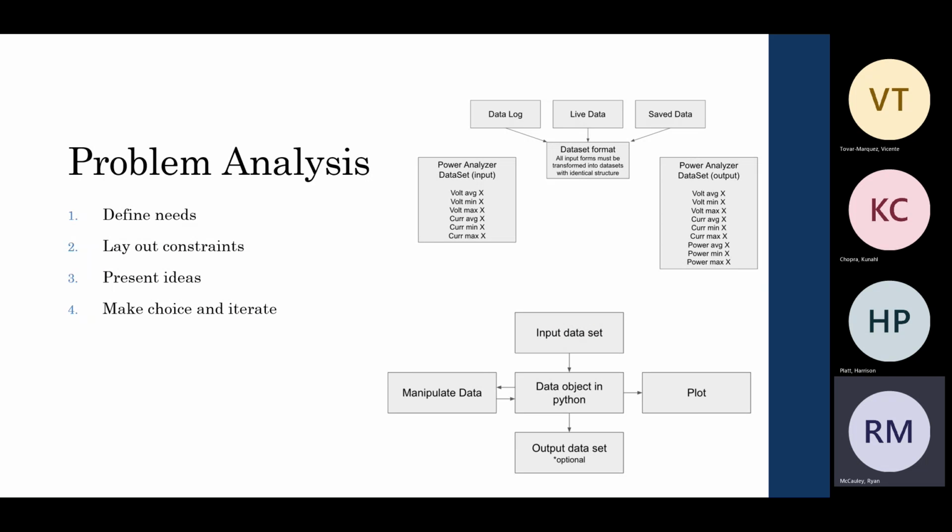So we broke down our problem analysis into 4 stages, the first being defining the needs. This whole process was done partnered up with our mentor at Sandia, just to make sure that we were really getting at solving the problem that they needed to be solved. So to start out, we defined the needs. The second was we laid out the constraints, which I'll get a little bit into next slide. The third thing that we did was present ideas to our mentor. And then the fourth thing that we did was make the choice and iterate. And over on the right, you can actually see some of the models that we created early on to help guide us through the development process.